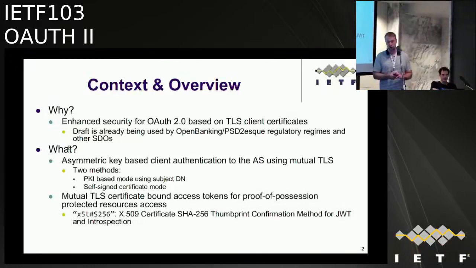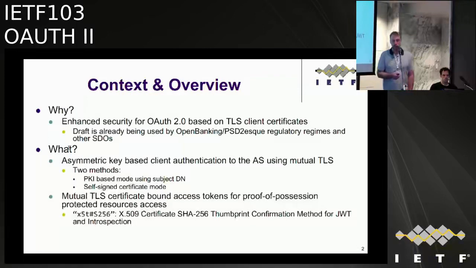So what is this and why are we doing it? Basically, the draft defines an enhanced security for OAuth 2, and it's based on TLS client certificates. A lot of this stuff is already being done and used by open banking and PSD2 type regulatory regimes that are demanding things like API-based payments, but they want a stronger security profile than just pure bearer tokens. So there's already a suite of standards out of, not IETF, but other organizations and consortiums that are building on top of the functionality provided in this standard.